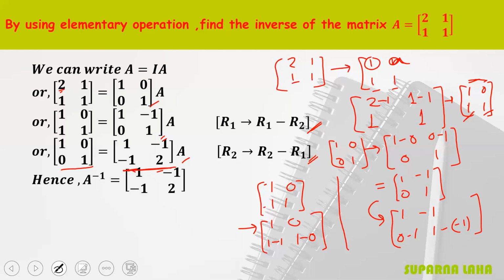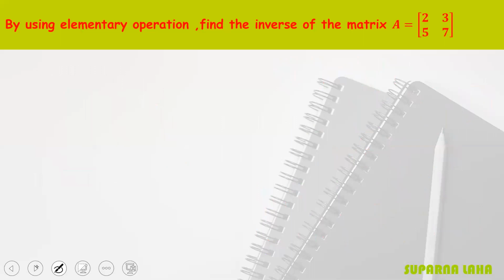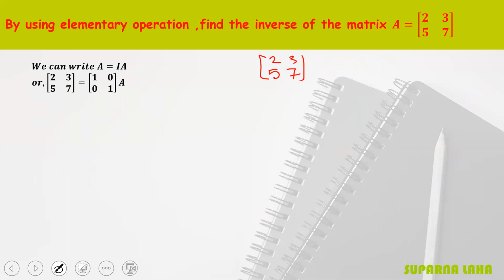So let's solve another problem. Here the matrix given is 2, 3, 5, 7, a 2 by 2 square matrix. Here also I am using the row operation. A is equal to I into A. Now put A as 2, 3, 5, 7 and I as 1, 0, 0, 1, into A. My first work is on this element: I have to convert it so that the first element is 1.